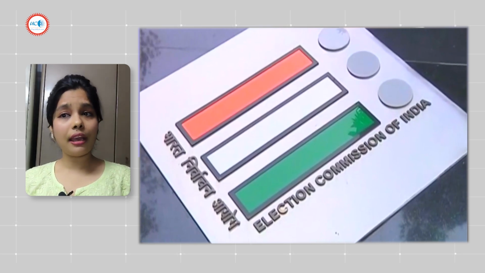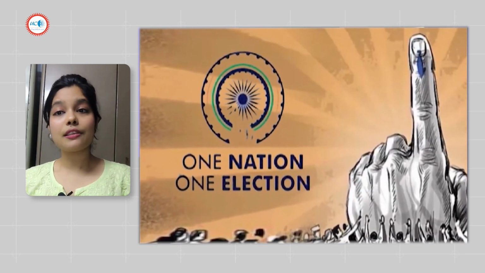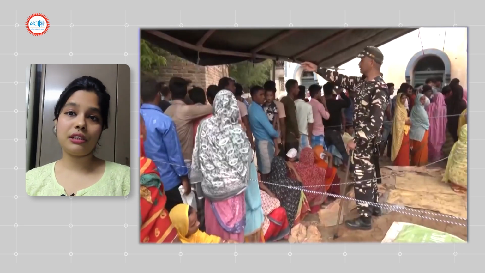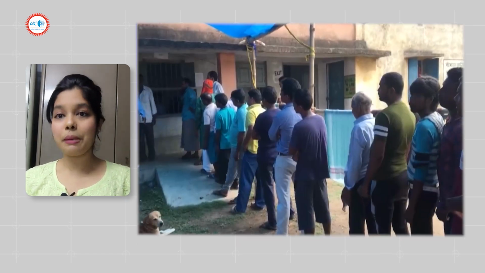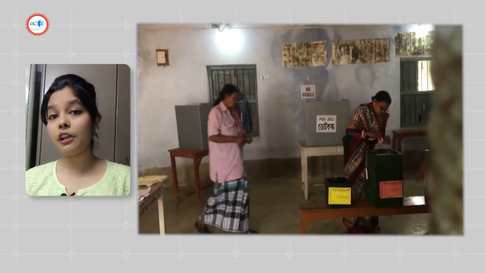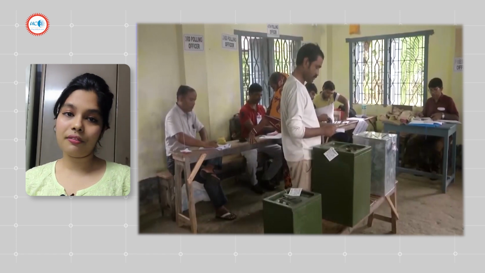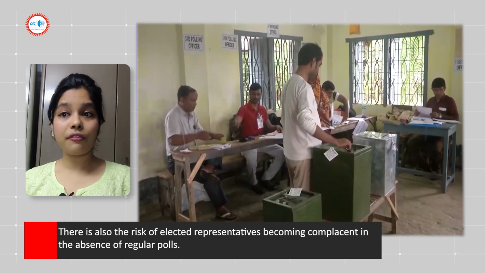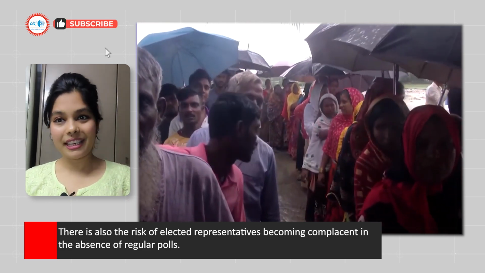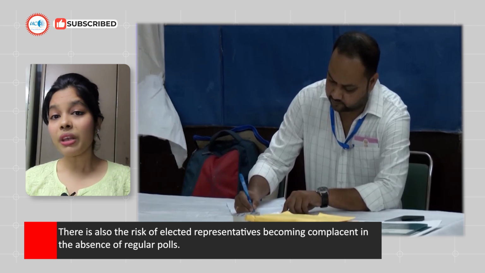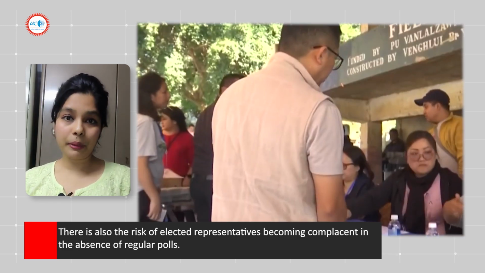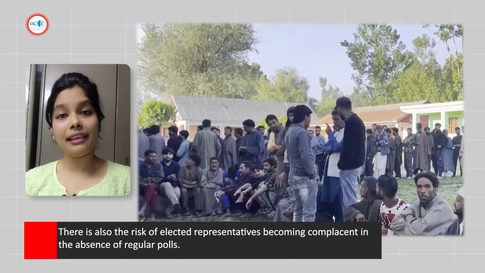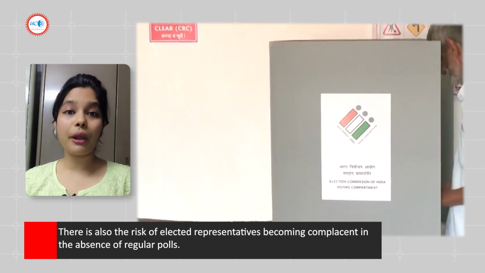Moreover, holding elections every 5 years could reduce accountability, as voters lose the opportunity to express dissatisfaction through state elections held at different times. So when regional elections are happening again and again, people in regional areas can express their dissatisfaction, which will not happen if the elections are held once every 5 years. There is also the risk of elected representatives becoming complacent in the absence of regular polls. That is also true. If regular polls are not there, the elected MPs, the elected representatives of people, may become a little complacent and lazy and will not work, because the pressure of the people will not be there.